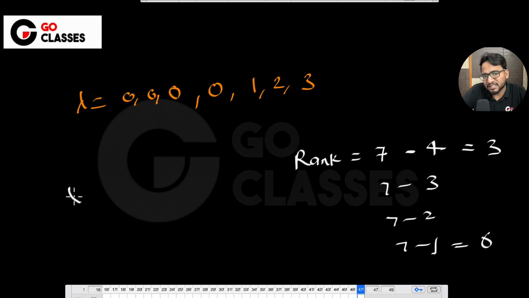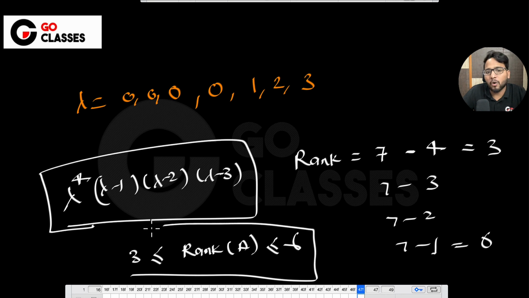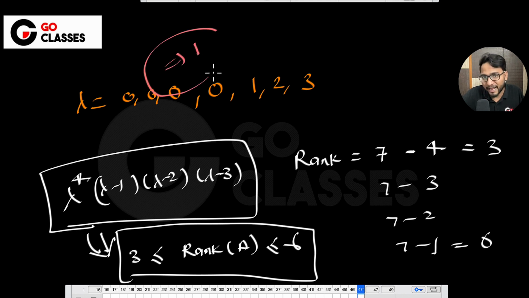If my characteristic equation is something like this, where lambda equal to 0 is repeating 4 times, I hope you understood. For this kind of equation, I can say the rank of the matrix A will be between this and this. That's the only information you can extract from this characteristic polynomial. But on top of this, if they also say that the number of independent eigenvectors corresponding to lambda equal to 0 is just 1 or just 2, then I can exactly calculate the rank because I know the nullity in that case.